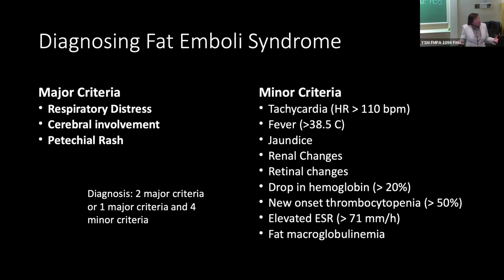Fat emboli syndrome is a very vague diagnosis. People think about it in long bone fractures. It also happens in sickle cell disease. Why does it happen? It happens from bony infarction in the setting of vaso-occlusion, usually of the long bones, with mobilization of the fat into the pulmonary vasculature, creating an intense inflammatory reaction within the pulmonary vasculature. It creates an ARDS type of pathophysiology with just incredible diffuse alveolar damage.